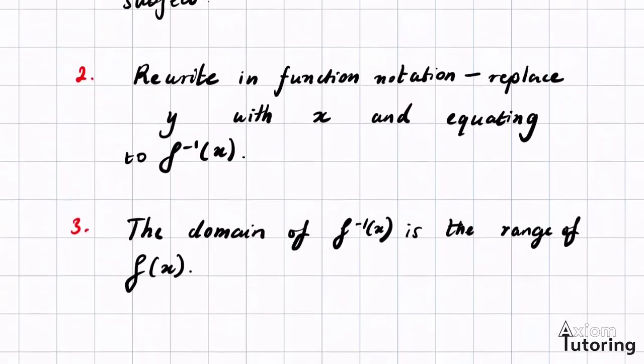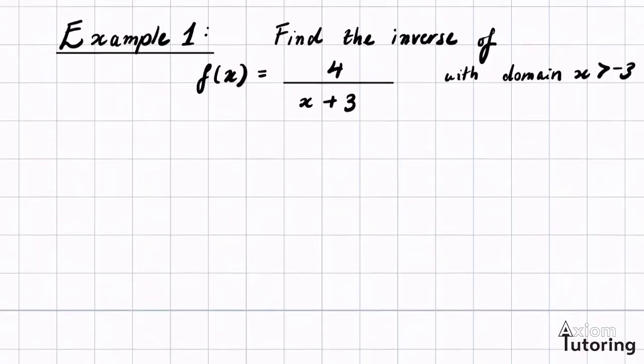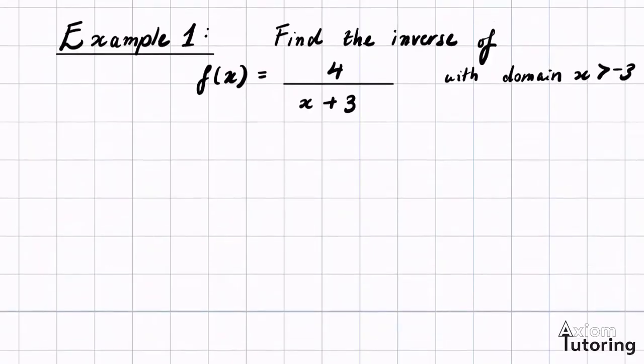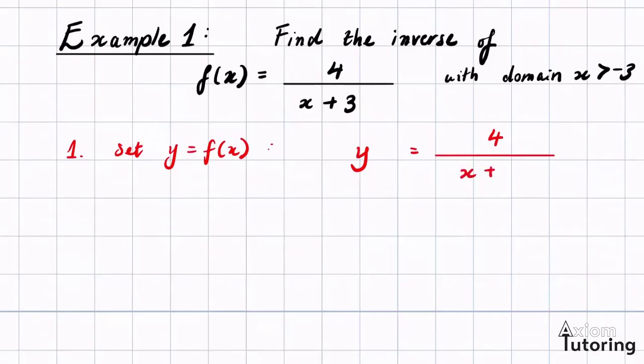Okay, so let's go through those steps in an example. Our example here is find the inverse of f of x equal to 4 over x plus 3 with domain x greater than minus 3. So our first step is to set y equal to f of x. That means we're going to write y equals 4 over x plus 3.